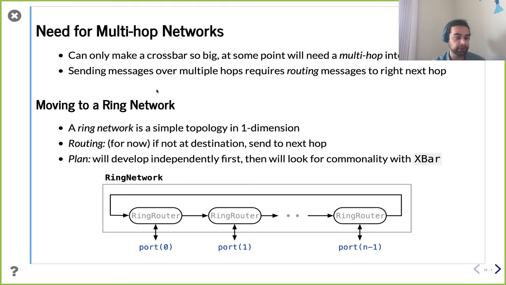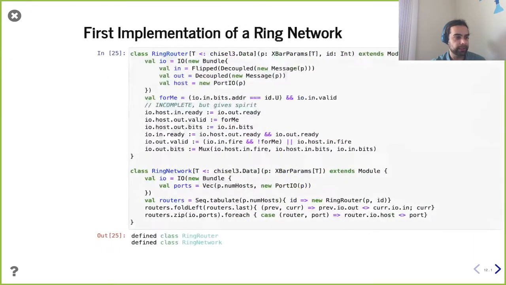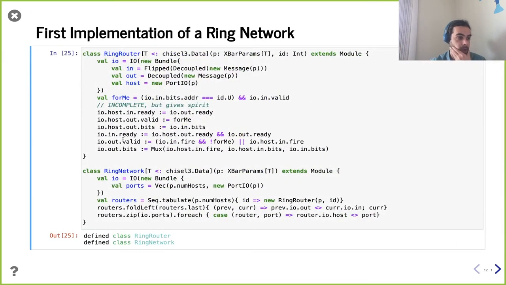We'll keep going. So like I said, we're going to try and build this ring. Right now, it's really simple. If I'm there yet, take it off the network. Otherwise, send it on to the next router. So how would we implement that? Well, we're going to implement a ring router. And to save ourselves a lot of slides, we made it templated. But perhaps on your first pass, maybe we won't make it templated by type.